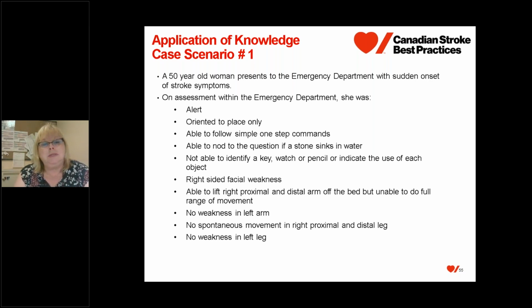She's not able to identify a key, a watch, or a pencil, or the use of each object. She has right-sided facial weakness. She's able to lift her right proximal and distal arm off the bed, but not able to do full range. She has no weakness in her left arm. She has no spontaneous movement in the right proximal and distal leg, and there is no weakness in the left leg.